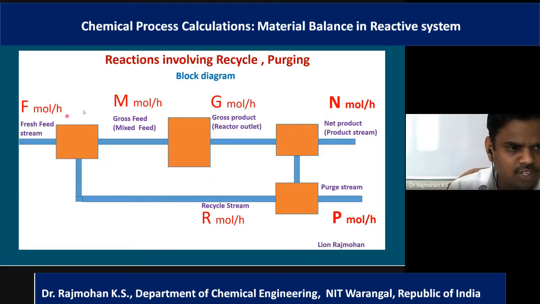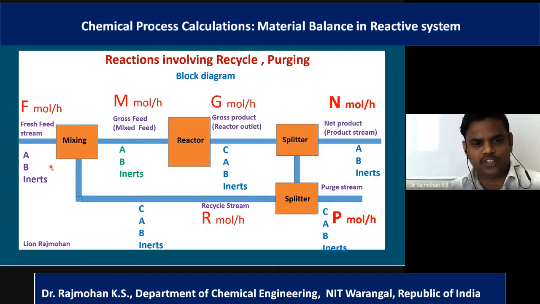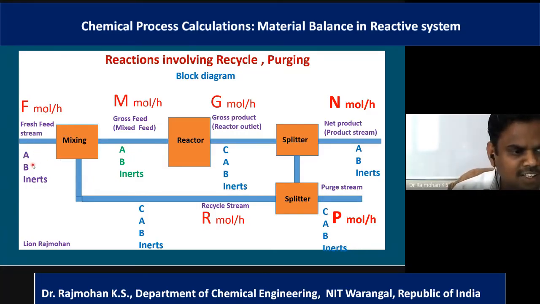F is the fresh feed, M is the mixed feed, G is the gross product, N is the net product, R is the recycle stream, P is the purge stream. Okay, so we can also say the composition of all the streams, right? This fresh feed will not contain the product, obviously, right? So A and B will be there.